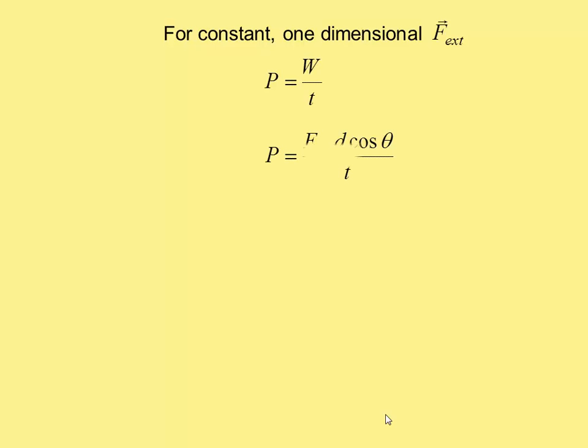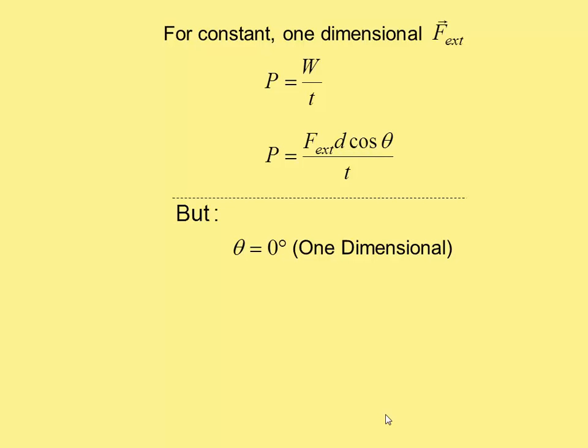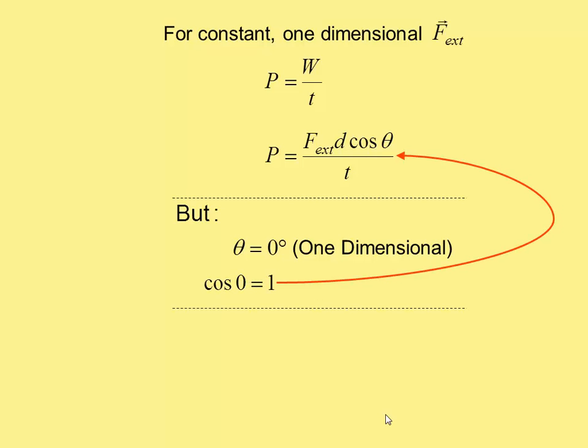Now, one additional little way to calculate power, which sometimes comes in handy, especially with cars. Let's take a constant one-dimensional external force. Power is work over time. Work is external force times distance times the cosine of the angle in between, over time. Well, if we're in one dimension, then theta, the angle in between F and D, is 0, because you must be pulling in the same direction it's moving, hence one-dimensional. And the cosine of 0 is, of course, 1. So we can plug that right in there.